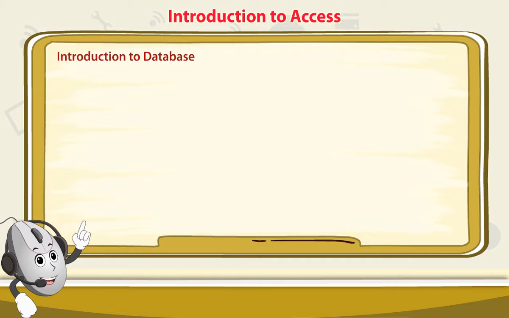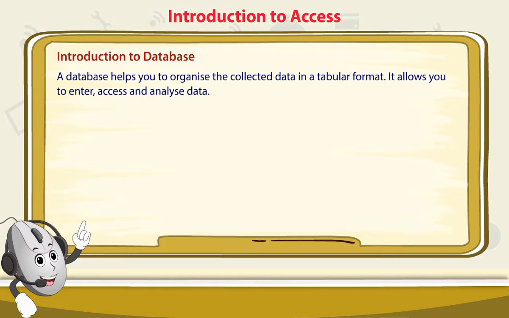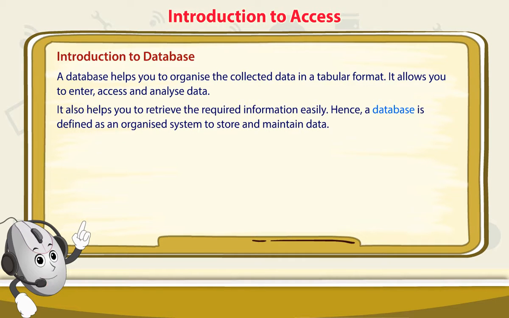Introduction to Database. A database helps you to organize the collected data in a tabular format. It allows you to enter, access, and analyze data. It also helps you to retrieve the required information easily. Hence, a database is defined as an organized system to store and maintain data.